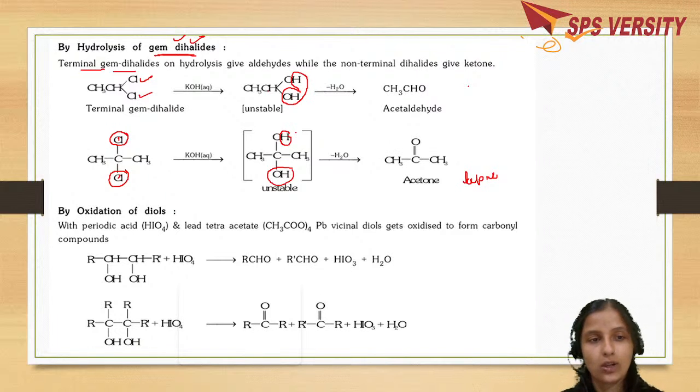By oxidation of diol. What do you mean by diol? Diol is a compound in which, in a particular organic compound, two OH groups will be there. Two alcohol groups, OH groups will be there. That's called a diol.